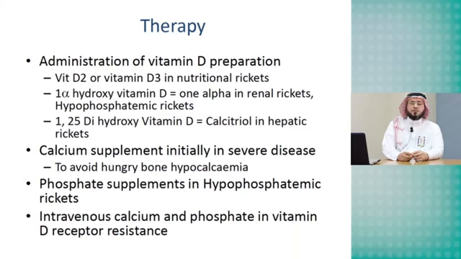Lastly, those with vitamin D resistance, as you remember that the receptor is not working, in this type we need to give the child vitamin D, calcium through the central line, intravenous calcium and phosphate through the central line, and they will need it for a long period of time because it is hereditary rickets.